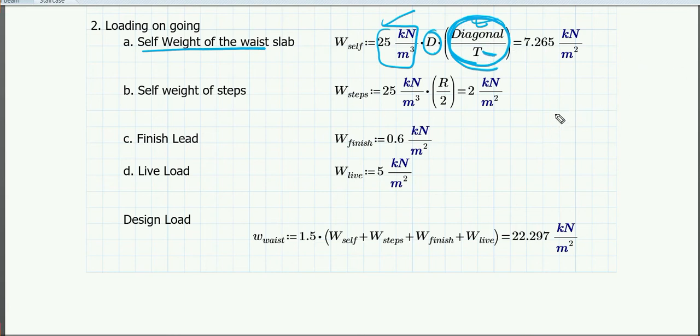The thing is, as you can see, the waist slab is not straight but in an inclined position. The width that we have considered is the perpendicular width, which is 250 mm. But the self weight is going to act vertically downward. So we need to find out what the dimension is in this direction. We need this one, not this one.